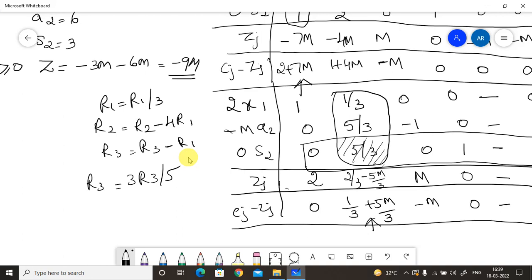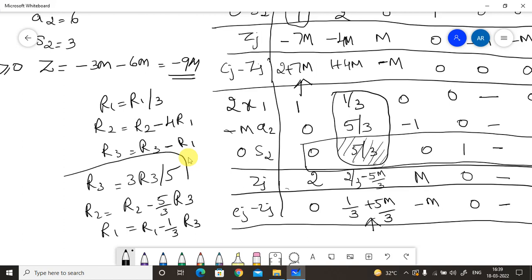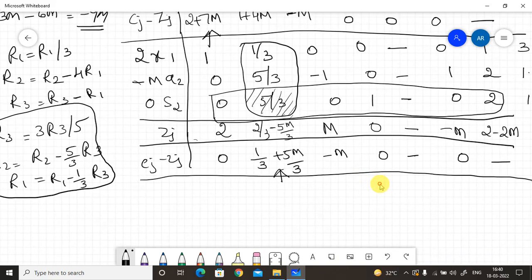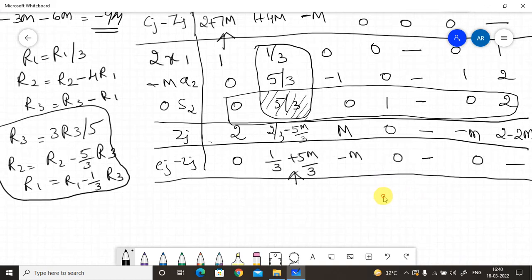If I want to make R2, then R2 is equal to R2 minus 5 by 3 into R3, correct? And R1 will be R1 minus 1 by 3 into R3. So this is the formula for the first iteration. Now we have to use this formula and do it for the second iteration. So apply this and write down the values.